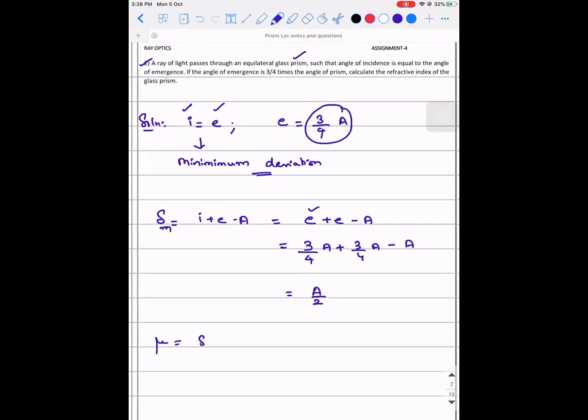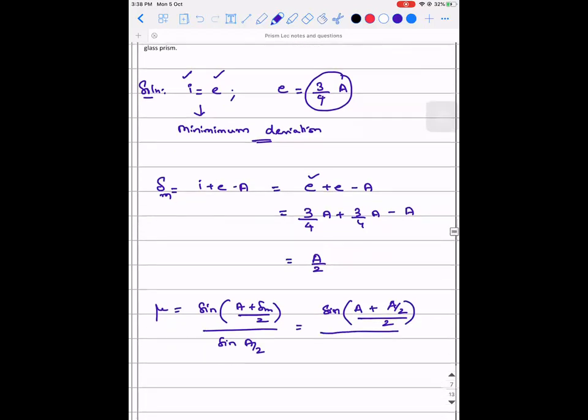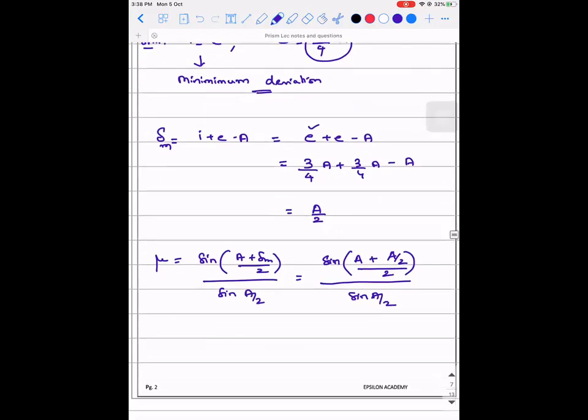So mu is equal to sine of (A plus delta m) divided by 2, divided by sine A by 2. So that will be sine of (A plus, what is the value of delta m? That is A by 2), the whole divided by 2. This whole thing will be divided by sine of A by 2. I hope this is clear.